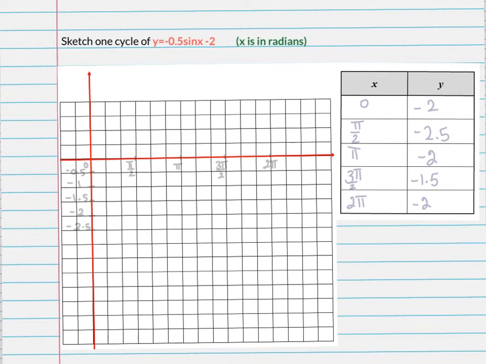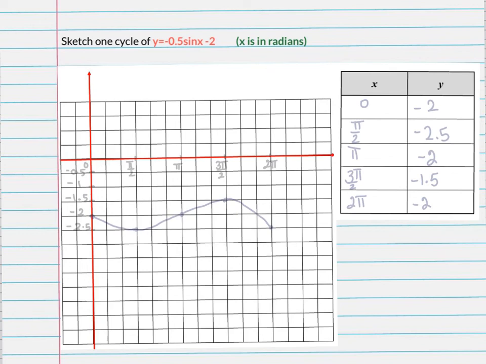Let's start plotting the points. When x is 0, y is negative 2. When x is pi over 2, it's negative 2.5. Then when x is pi, it's negative 2. At 3 pi over 2, negative 1.5. At 2 pi, it is negative 2. Then we connect the points to get our graph.